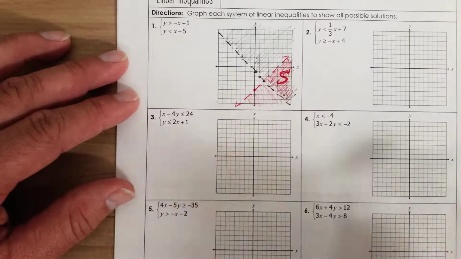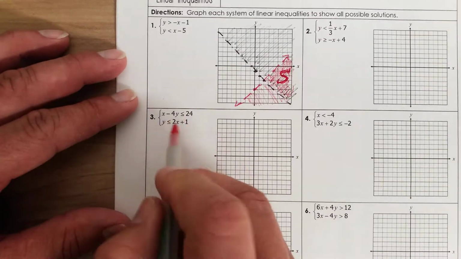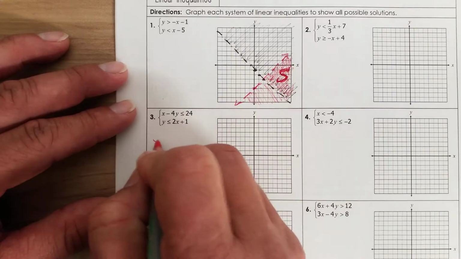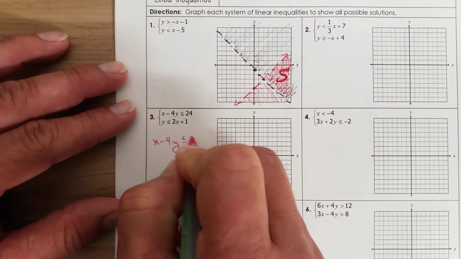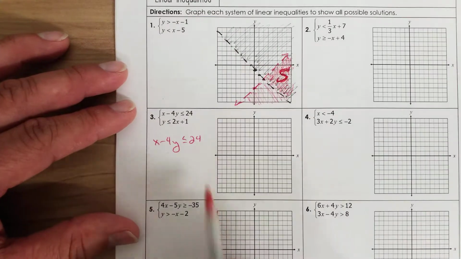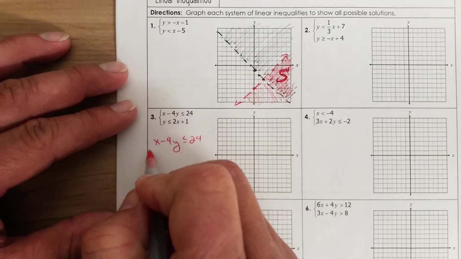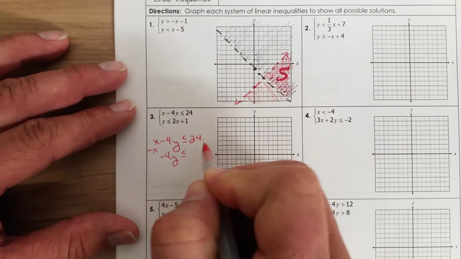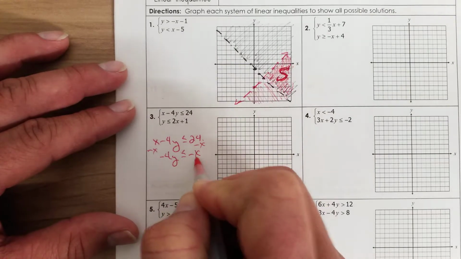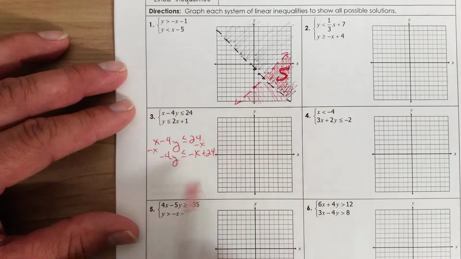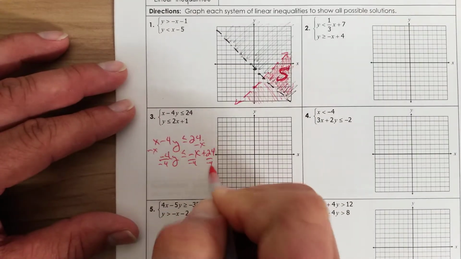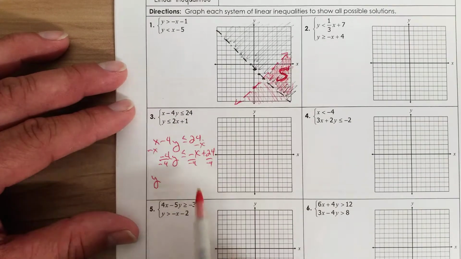Let's do number 3. So for the first one, x minus 4y is less than or equal to 24. If you notice, it's not in slope-intercept form. So we have to put it in slope-intercept form. So we got to solve for y. So I'm going to take away the x. And when I take away x over here, I'm left with negative x plus 24. And now I'm going to divide everything by negative 4. So this leaves me with y.